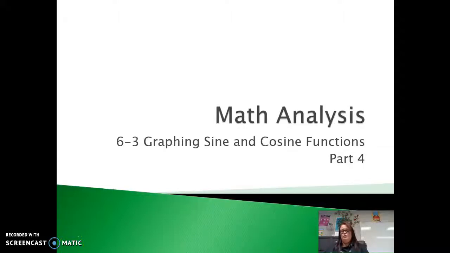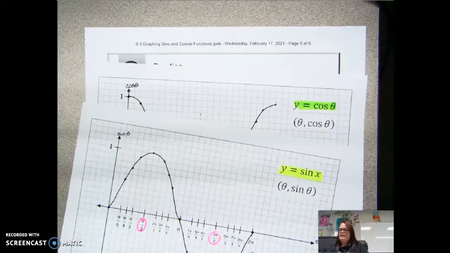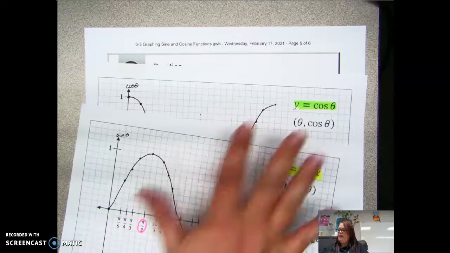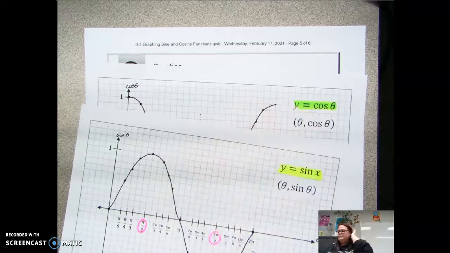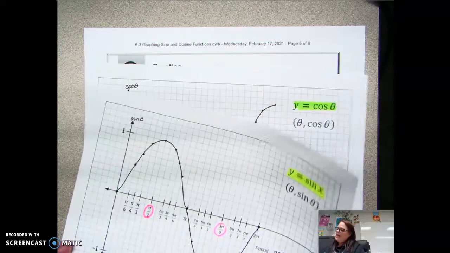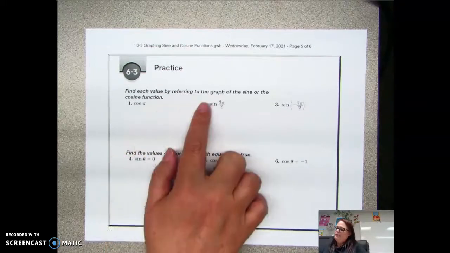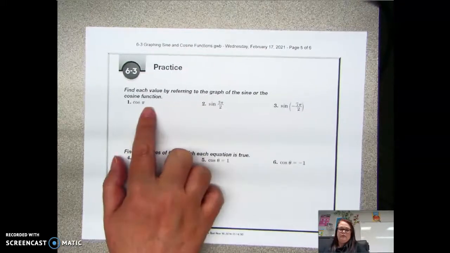All right, so we are on to part 4, which is actually using the graphs that we just created to solve some of the equations we've been looking at. In order to do this, we need our graphs from part 2 and part 3 to get this done. So if we take a look at the next example, it says find each value by referring to the graph of the sine or cosine function.